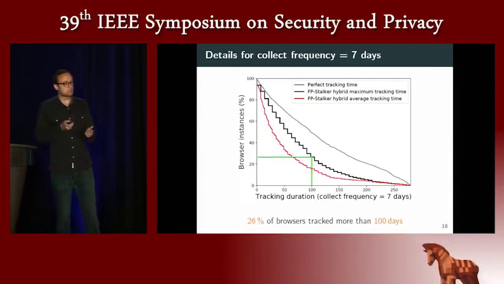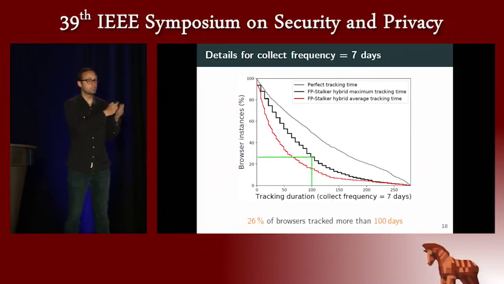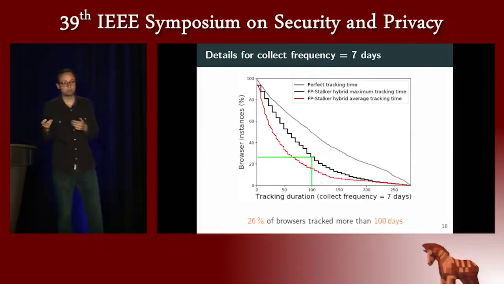But on the opposite, there is around 20% of the browsers that cannot be tracked more than 25 days on average. Which means that on one side, we have users that are really unique, which have a unique fingerprint, and that can be tracked easily for a long period of time. But on the opposite, we also have browsers with more common fingerprints, which are much more difficult to track.